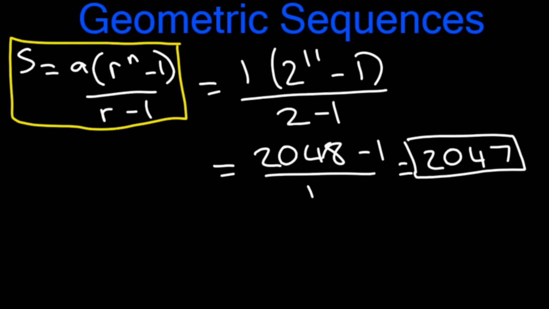Now, there's one more geometric sequence that you're going to need to know, and that is an infinite geometric sequence. This is a geometric sequence that never ends. It goes on forever. It goes something like this: 1, 1/2, 1/4, 1/8, and it never ends. How are we supposed to find the sum of something like this?